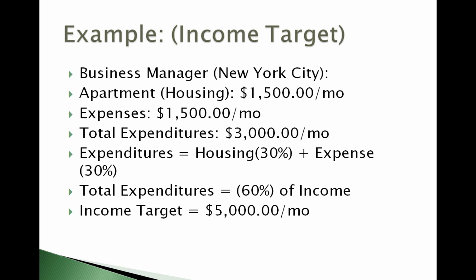So if we take the expenditure categories and their percentage, then we have housing for 30% and other necessary expenses for another 30%. So the total expenditures that we have are 60% of income. So if $3,000 has to account for 60% of your income, then your target income should be $5,000.